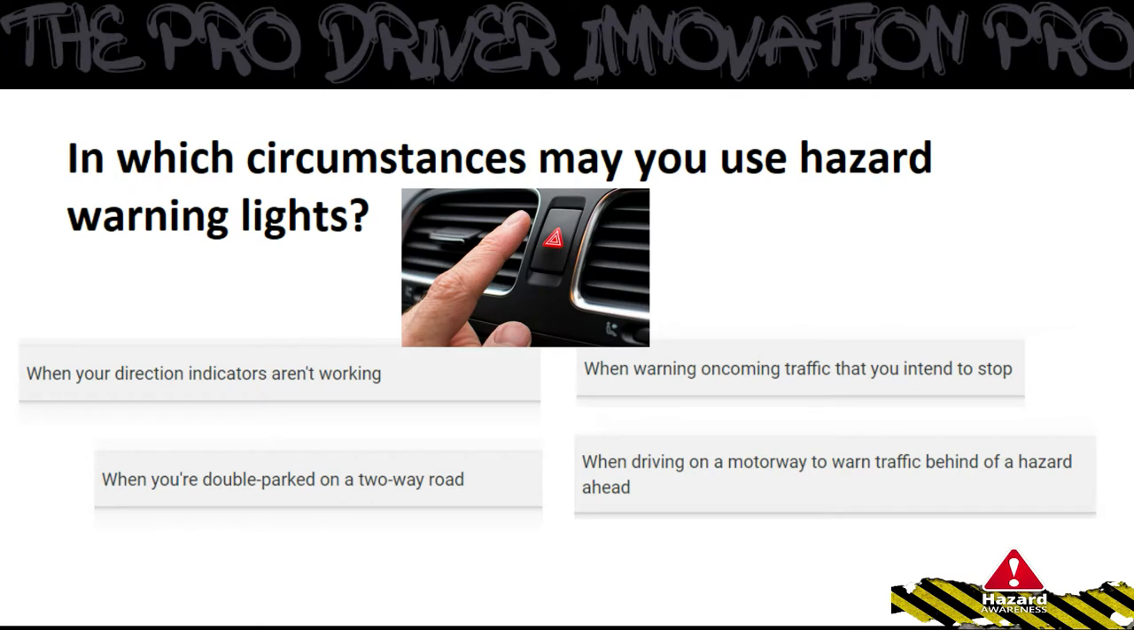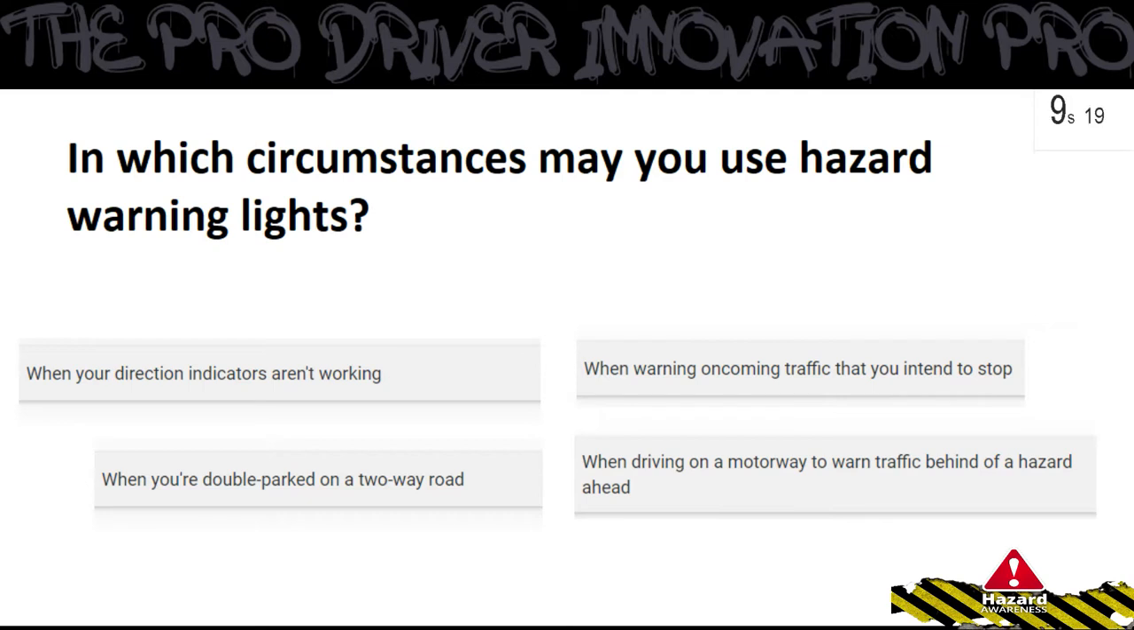In which circumstances may you use hazard warning lights? When your direction indicators are not working, when warning oncoming traffic that you intend to stop, when you are double parked on a two-way road, when driving on a motorway to warn traffic behind of a hazard ahead. When driving on a motorway to warn traffic behind of a hazard ahead.